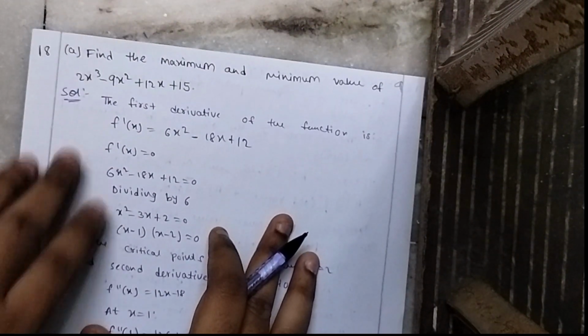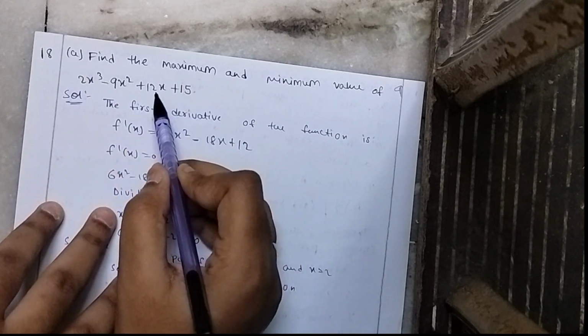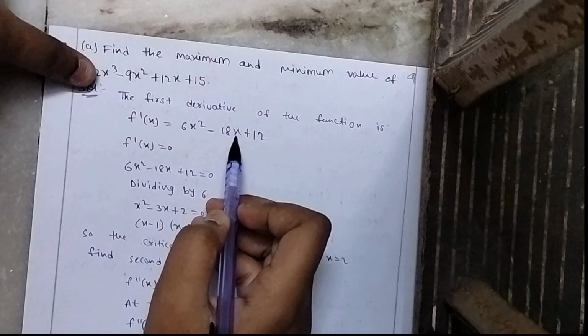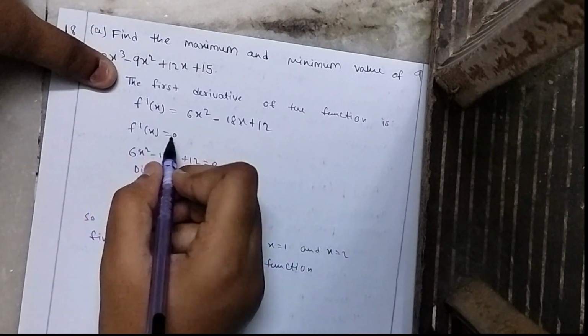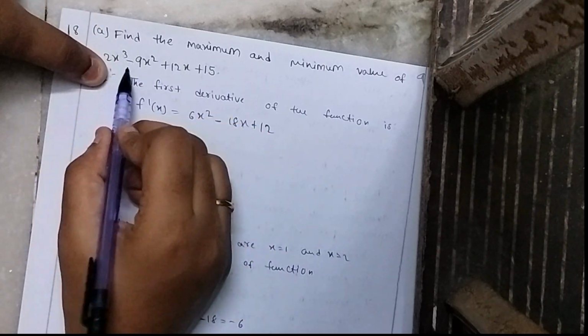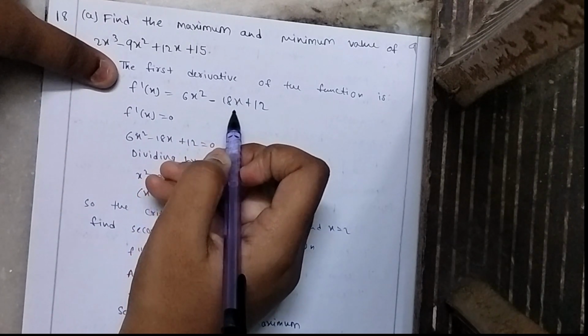Now find the maximum and minimum value of 2x cube minus 9x square plus 12x plus 15. First, differentiating this function with respect to x, f dash x equals 0. So 3 into 2, 6x square minus 18x plus 12. So f dash x value is 6x square minus 18x plus 12.